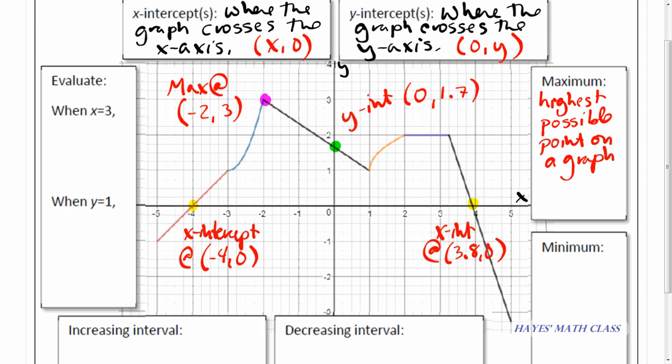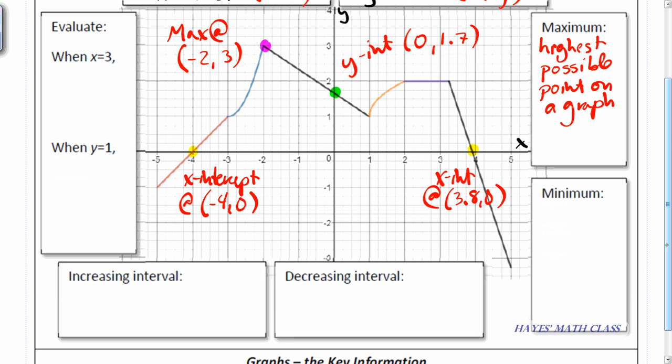Now for my minimum, again, we're looking for the smallest or the lowest point on the graph. That's probably a better way to say it. I'm going to scroll this down here for a touch.